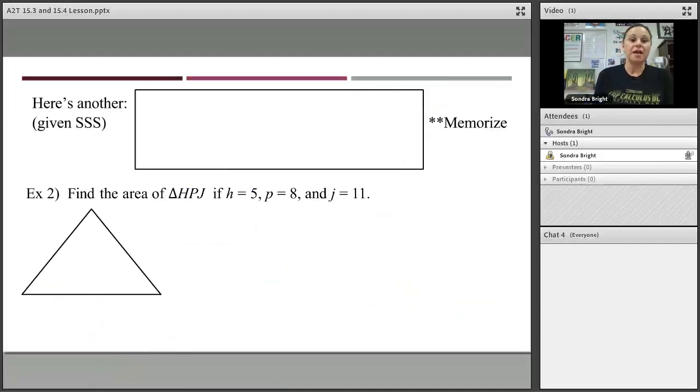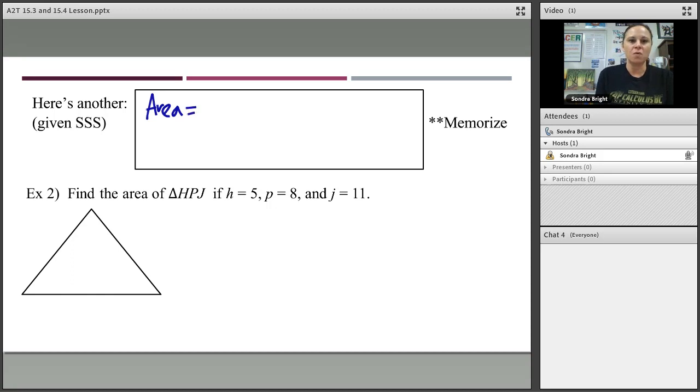Or actually first, I'm going to give you another formula. What about when they give you a side, side, side, meaning they don't give you any angles, they only give you the three side lengths? Well, we have another formula. And this one's going to look crazy. I don't know if you've seen this one before.